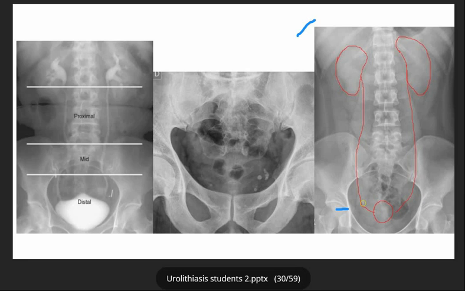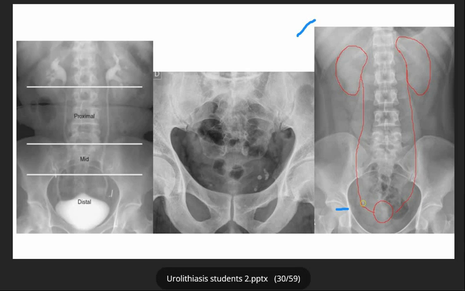Yes, this is the ischial tuberosity. Of course, this ischial tuberosity is opposite the ureterovesical junction. So to know if the calcification you see in the X-ray is a stone or not, you have to see the course of the ureter. So here you can see that this is the ischial tuberosity, and usually the ureterovesical junction is opposite the ischial tuberosity.